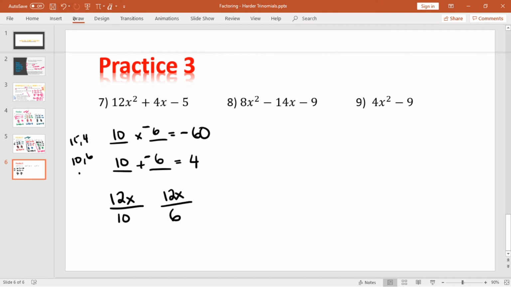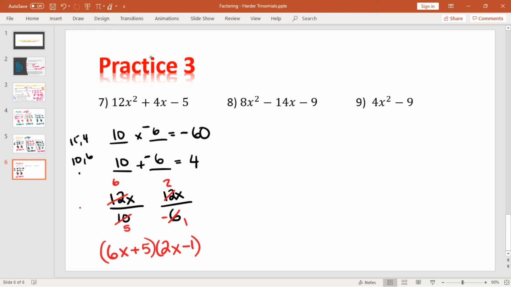Okay, let's cancel if we can. This time we can reduce on both. 2 goes into 12 6 times, and it goes into 10 5 times. And I see I've dropped the negative here, so I'm going to put it back. And then 6 goes into 12 2 times, and into 6 1 time. So there are my binomials, 6x plus 5, 2x minus 1. And remembering, if you're not sure, just check your answer.